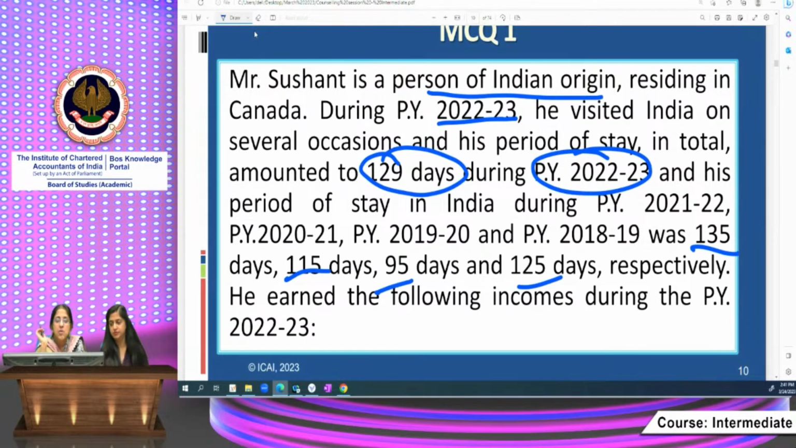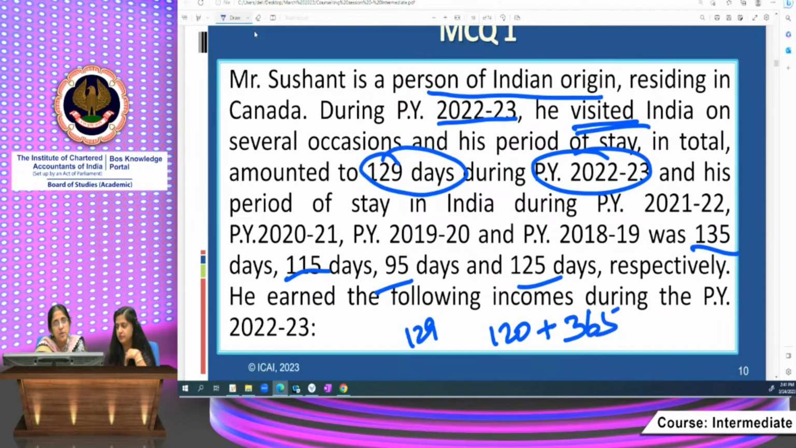Okay, so he's a person of Indian origin visiting India, and in the current year he stayed 129 days, which is less than 182 days. First condition, he is not satisfying. Second condition is what? This is the modified second condition: 120 days in the current previous year plus 365 days in the 4 immediately preceding years, when my total income is greater than 15 lakh, excluding income from foreign sources.